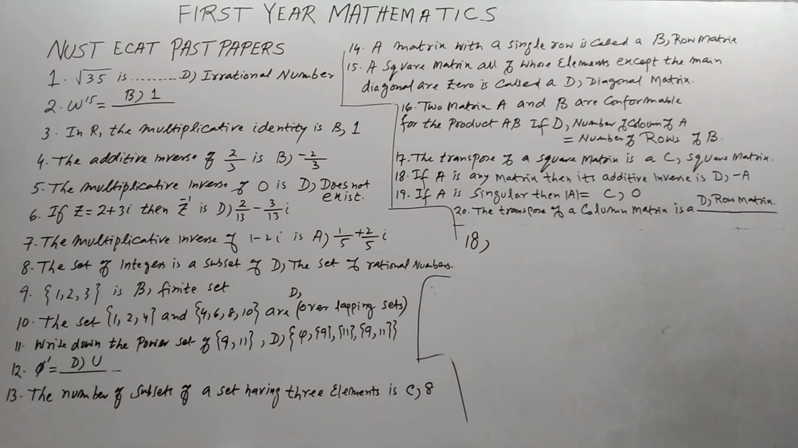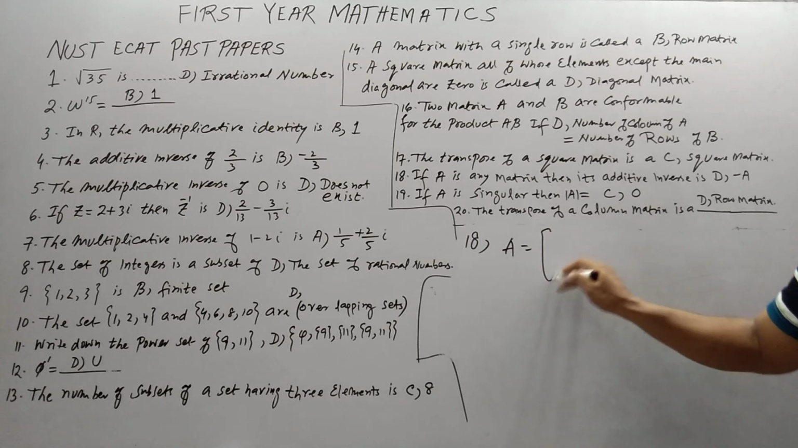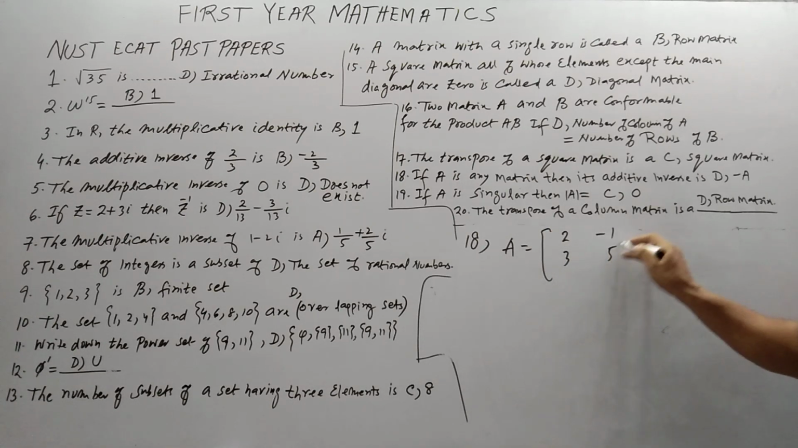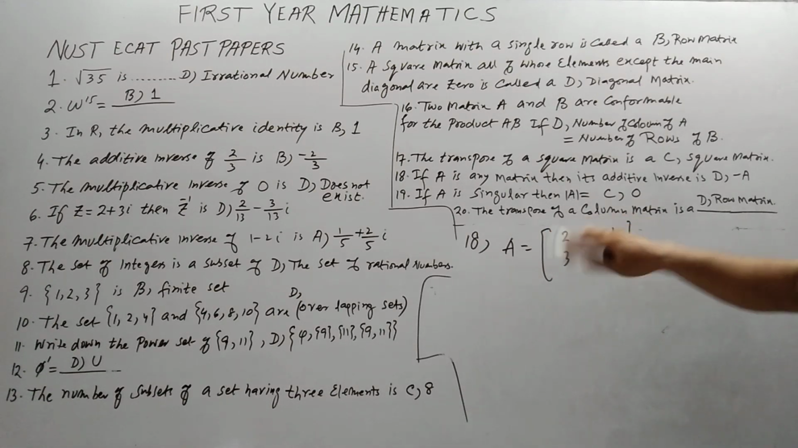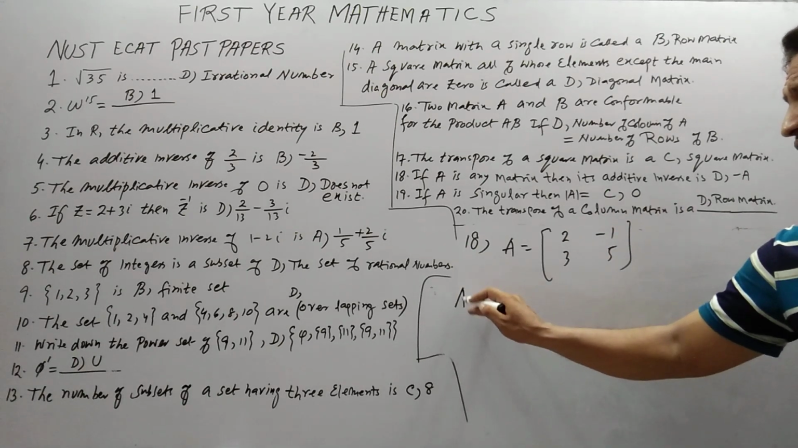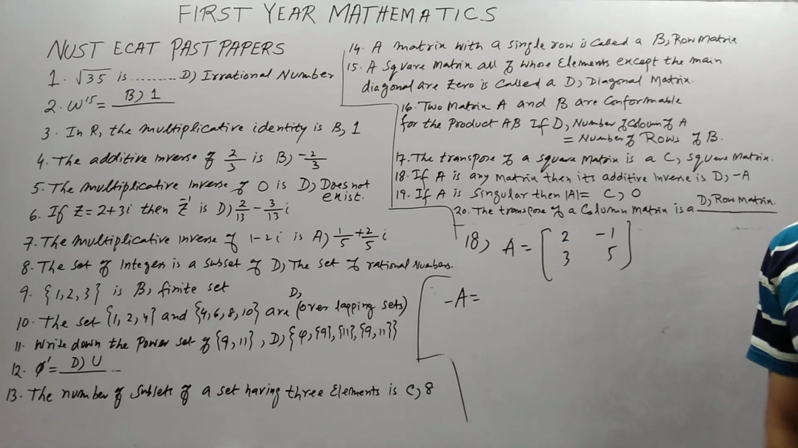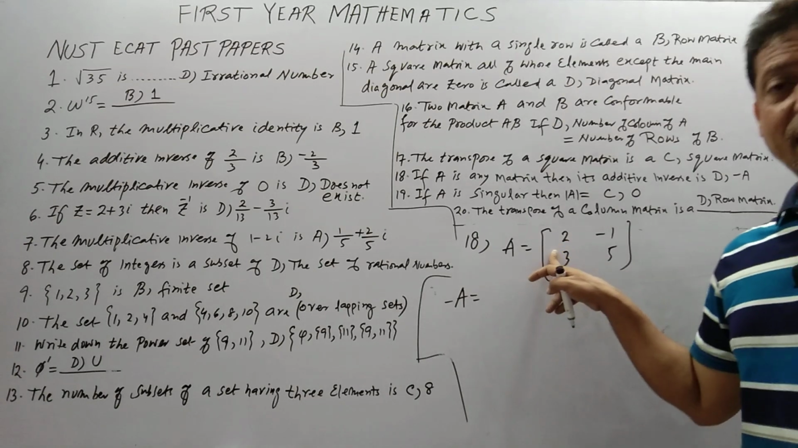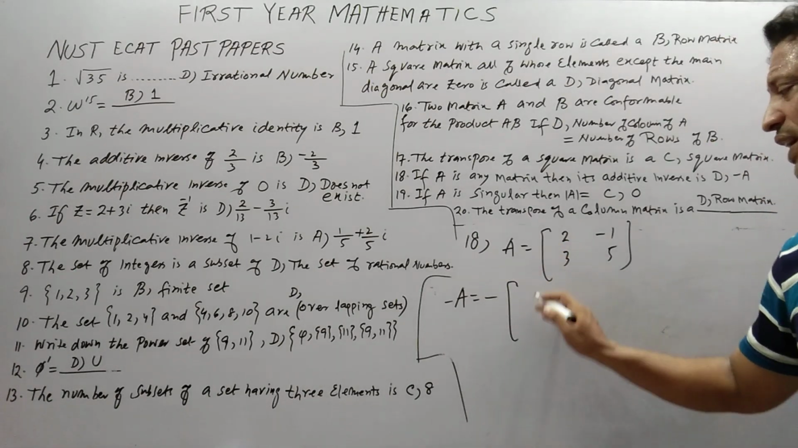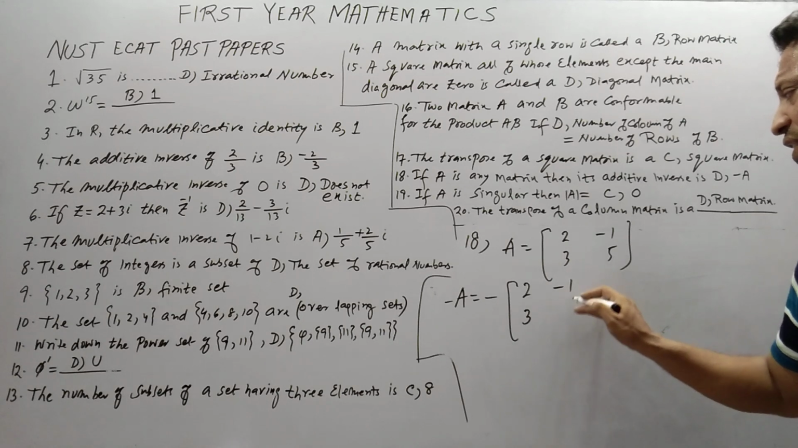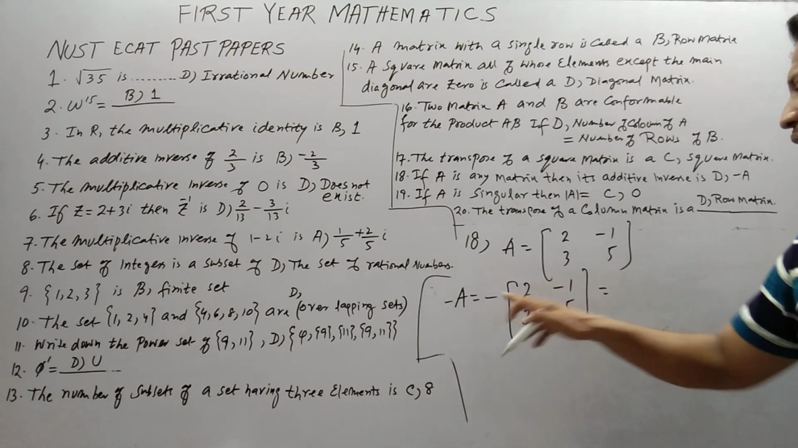MCQ number 18. If A is any matrix, then its additive inverse is, for example, I am taking A as 2, 3, minus 1, 5. Now find the additive inverse of A. The additive inverse of A is just changing the signs of all the elements, or you can multiply this matrix by the minus sign.